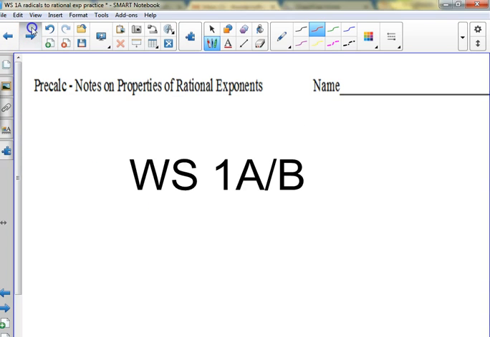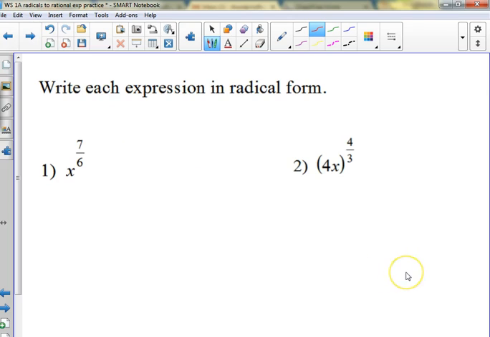Let's look at the worksheet. We're supposed to rewrite this with a radical. What would this look like if we rewrote it with a radical? 6th root of x to the 7th. Everybody okay? Guess what? It's pre-calc. We don't get to stop there.